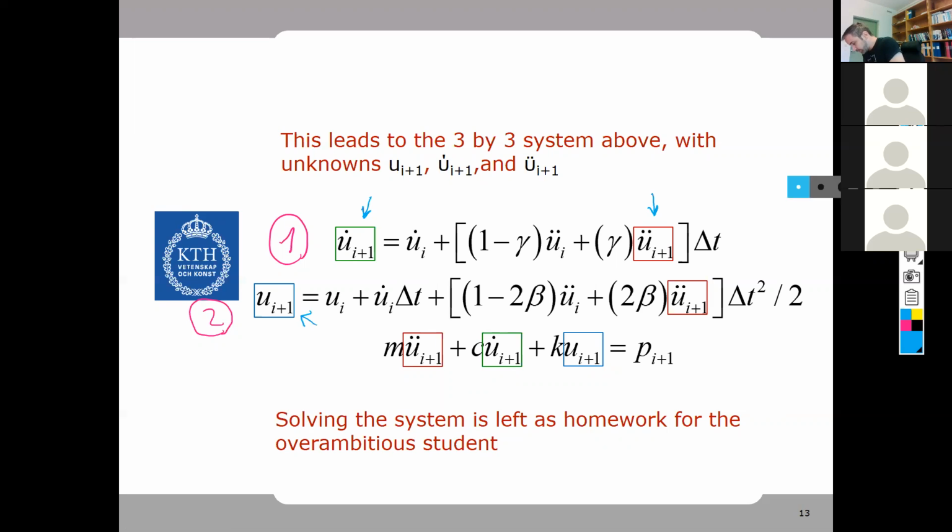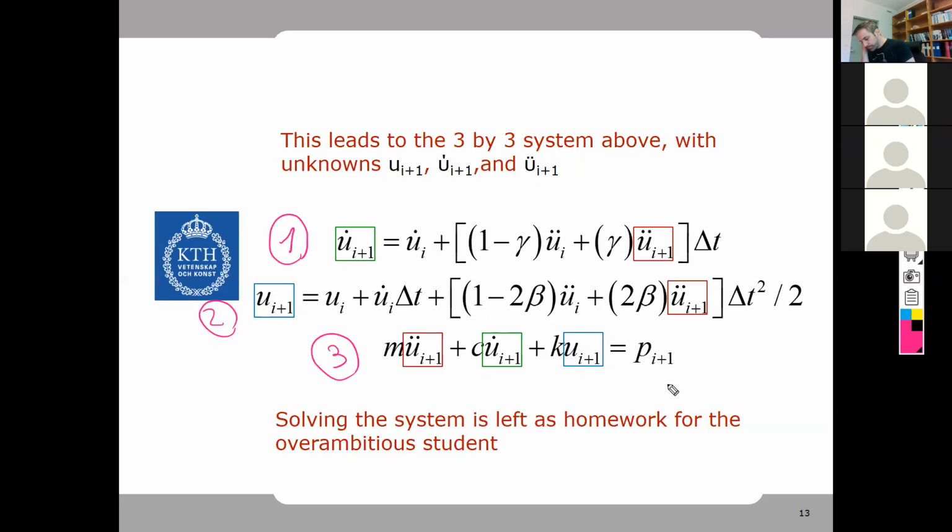So we need a third equation, and that third equation will be given by this, which is the equation of motion. Now we have 3 unknowns and 3 equations.